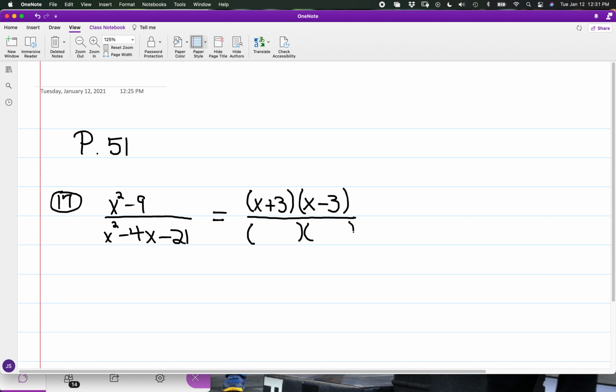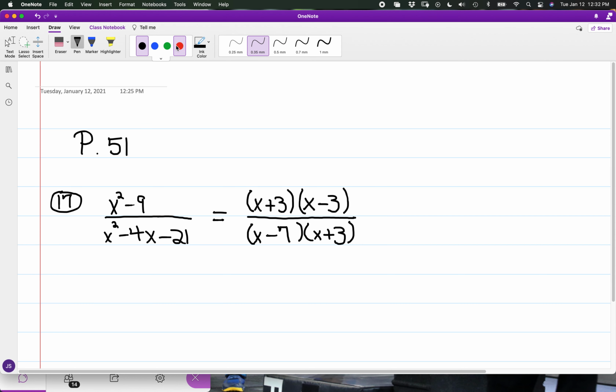For x squared minus 4x minus 21, we have x squared, which will factor to x and x, and factors of negative 21 whose sum or difference will be negative 4. So we're going to have more weight given to the subtraction than to the addition. So here we're going to have x minus 7 and x plus 3. And if you notice, between the numerator and denominator, we have a common factor of x plus 3.